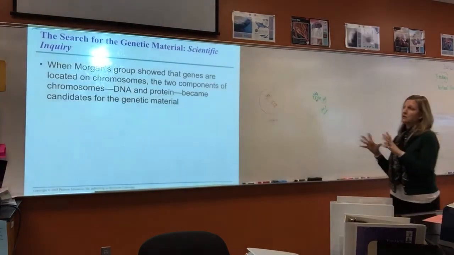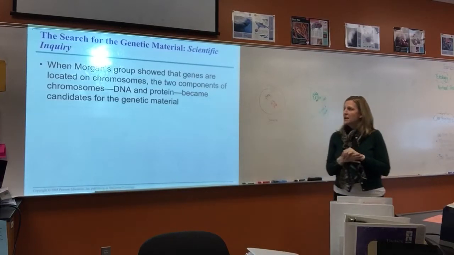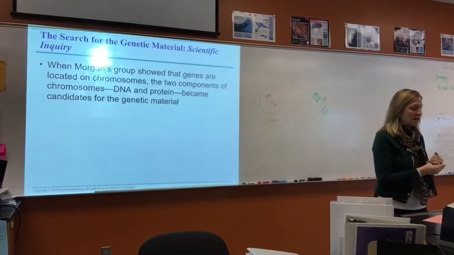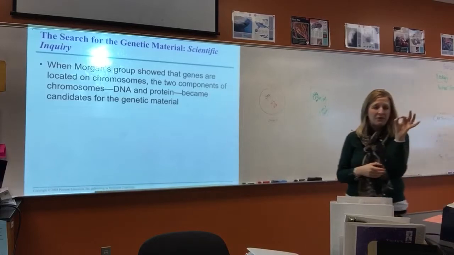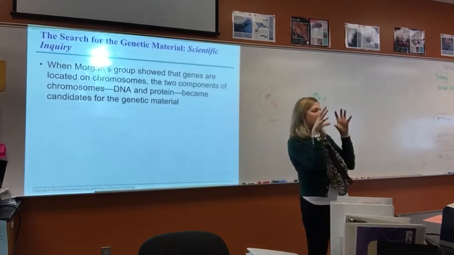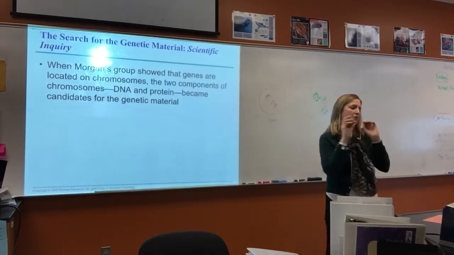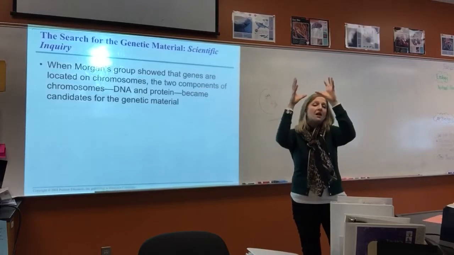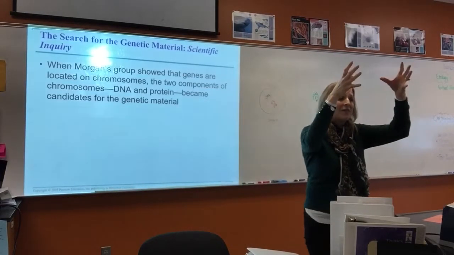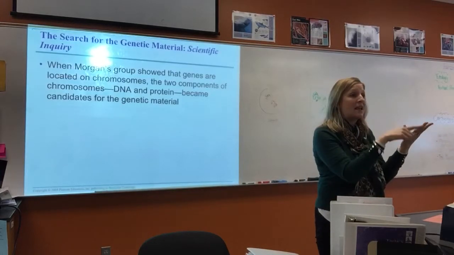So he was the first one to do that. The two components of chromosomes, DNA and protein, became candidates for the genetic material. Once Morgan did that with the flies and proved that a certain gene is on the X chromosome or on a particular chromosome, then we studied chromosomes and said chromosomes are made out of two things. They're made out of DNA and protein.